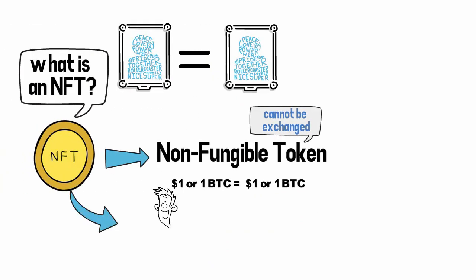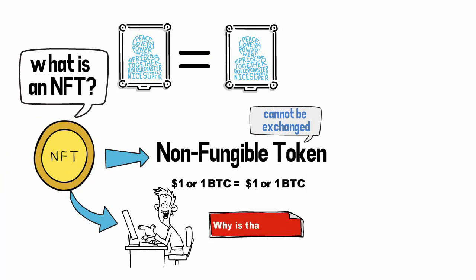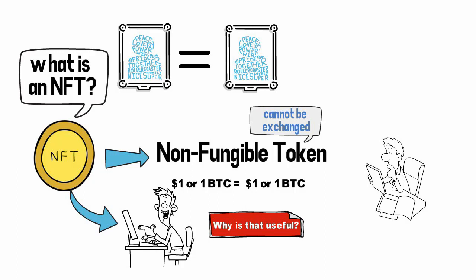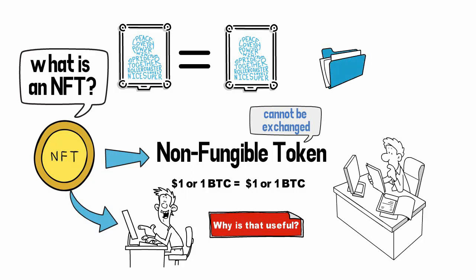NFTs are tokens that live on a blockchain and represent ownership of unique items. Why is that useful? Well, tracking who owns a digital file is tricky because it can be copied and distributed effortlessly. So how can you prove who's the original owner when everyone has an identical copy of the file? An NFT solves this problem.